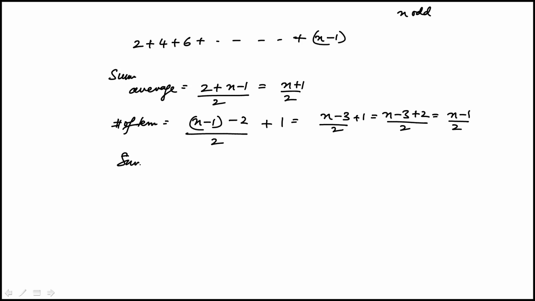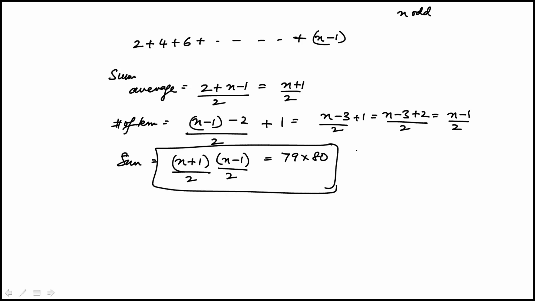So the sum would be n plus 1 over 2 times n minus 1 over 2. And that's equal to 79 times 80. So I need to figure out n from this. Note, n itself is odd. So I see this is a difference of squares. I'm going to multiply that 2 to the other side and keep the n plus 1 and n minus 1, and multiply each one by 2. So this is 160, and that's 158.